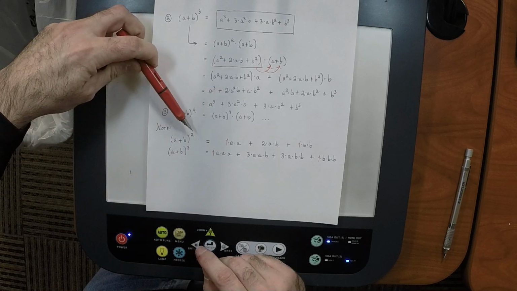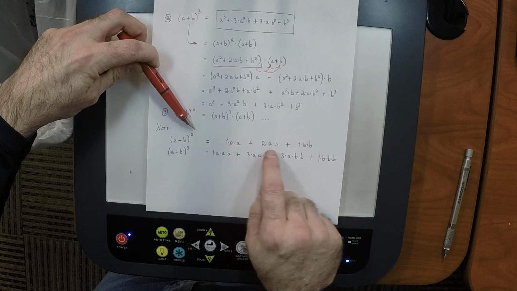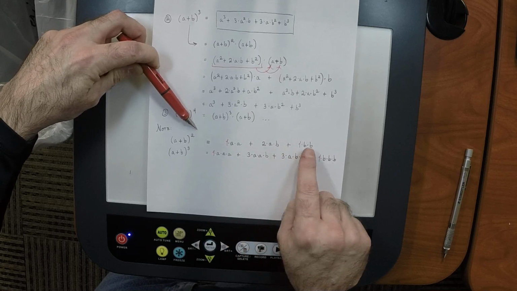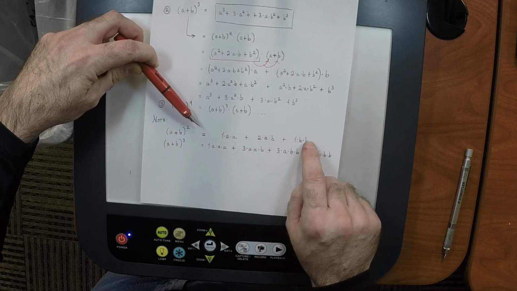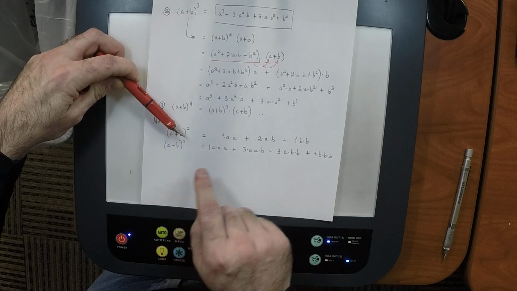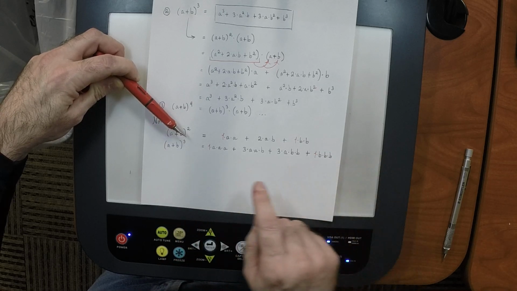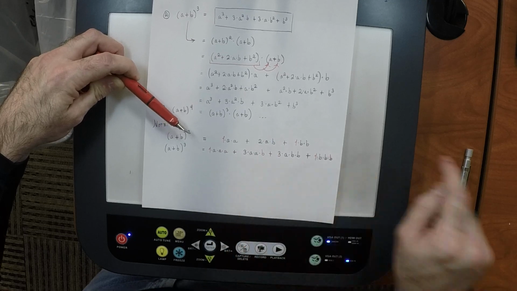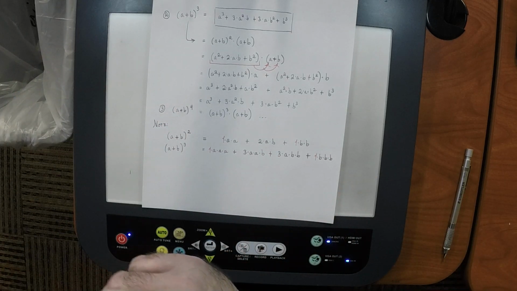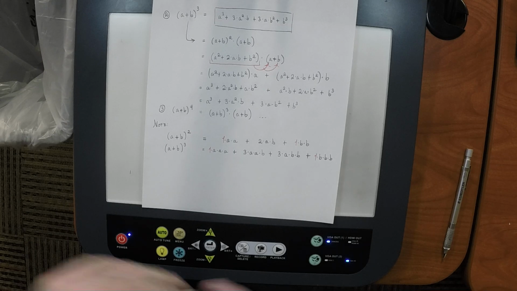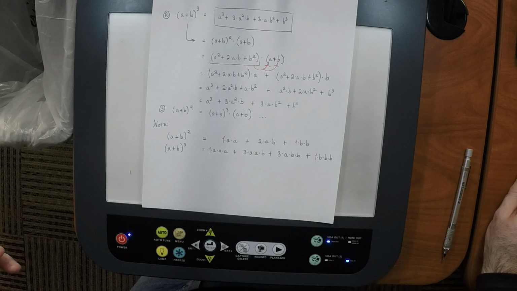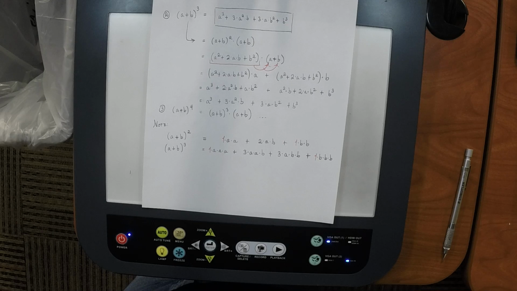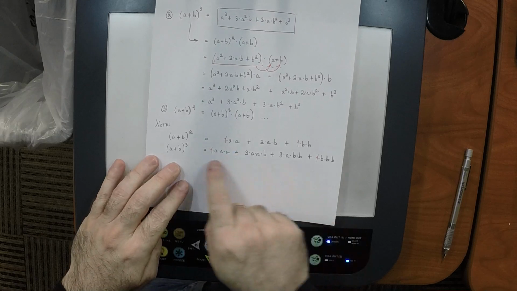Similarly, when the exponent is 2, notice that every term has how many letters in it? 2, right? AA, AB, BB. And when the exponent is 3, every term has 3 letters in it. AAA, AAB, etc. So if I was interested in a plus b to exponent 9, there'd be 10 terms, and every one of them would have 9 letters in it. There'd be one of them that had 4 A's and 5 B's. And the question is, what would be the coefficient? What would be the number in front?